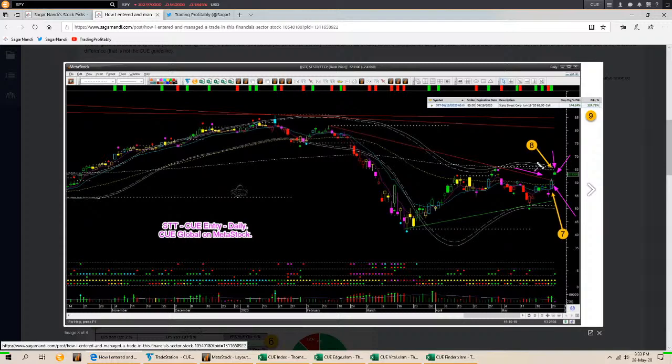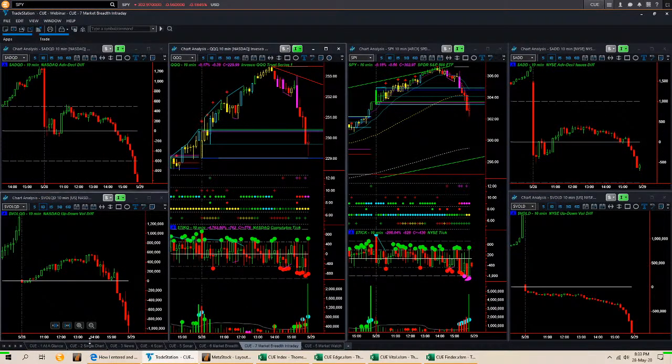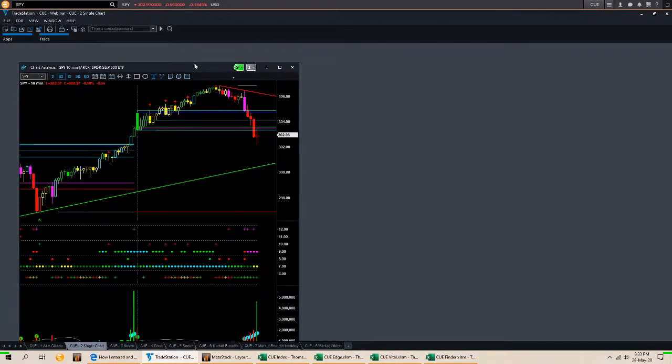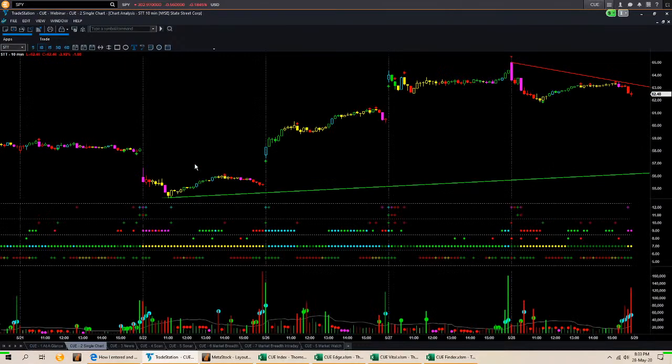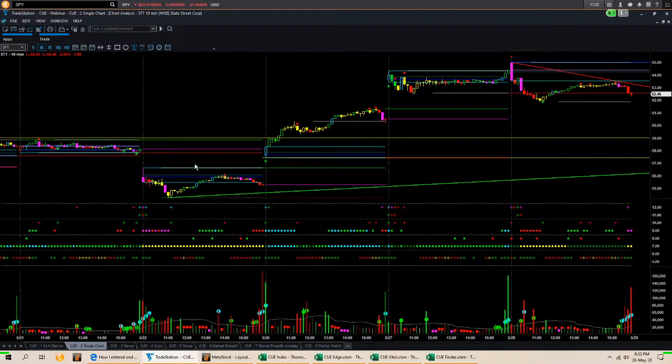Therefore, I booked full profit on my call options, but I was holding on to the put options. And this is the time I may go to the intraday chart and explain exactly what I did. STT. I'm explaining how exactly I identified, entered, and managed the trade. I already showed from the forum post how I identified the trade.